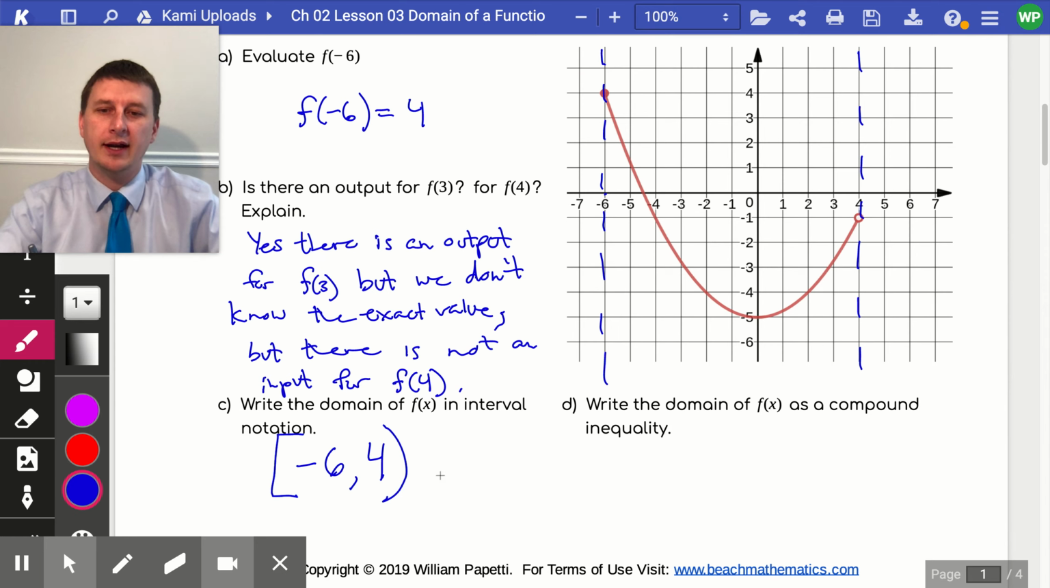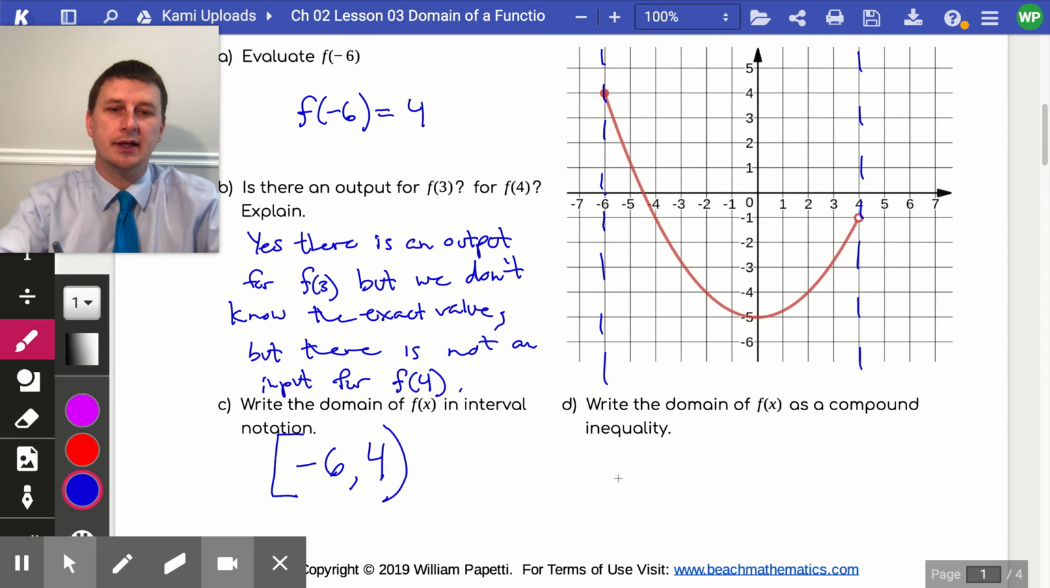So now we want to rewrite this interval as a compound inequality. So what we're going to do is take that -6, and we know that this square bracket transfers to a less than or equal to sign. Domain is x values. And then we know the parenthesis transfers to a less than sign. And finally, our greatest value is 4.